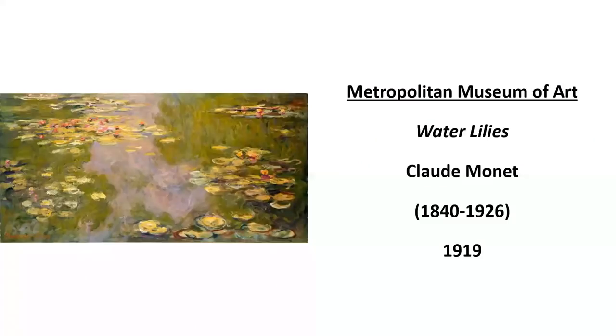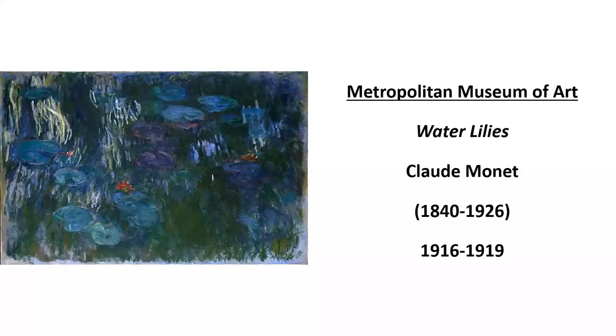This is a painting at the Metropolitan Museum of Art called Water Lilies. Now this is 1919, a little bit later in Monet's career. The ones in this section aren't necessarily all in chronological order. I put them more by theme. This one is from the Metropolitan Museum of Art also. It's called Water Lilies as well. And again, here's the three.